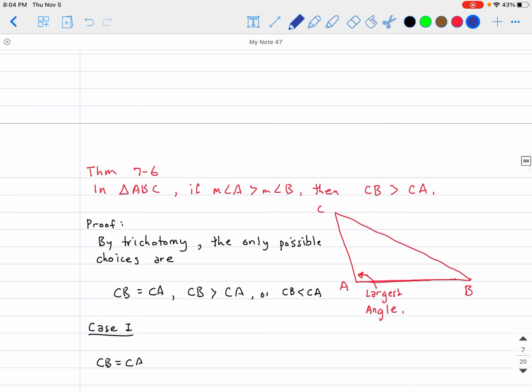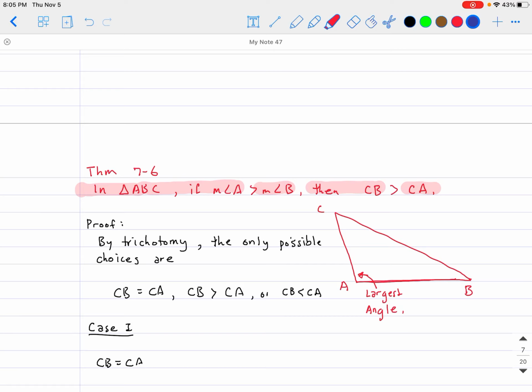In triangle ABC, what I'd like to do is prove that if one of the angles is larger than the other angle, then the side that is opposite the largest angle is going to be greater than the side that is opposite the smaller angle. So there it is, right there in the triangle. The proof of the converse of Theorem 7.5 is going to be a little bit different.